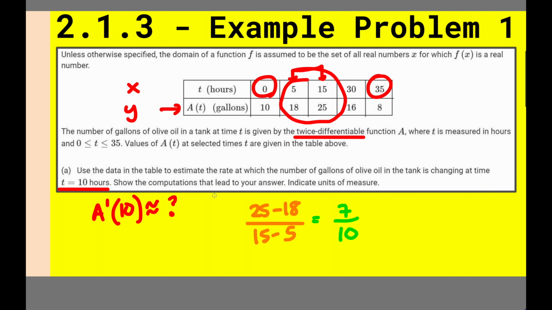But it says show the computations. I did that. Indicate units of measure. Well, it's just change in y over change in x, so it's gallons over hours. So it's just going to be gallons per hour. And that's going to be the answer for this one.